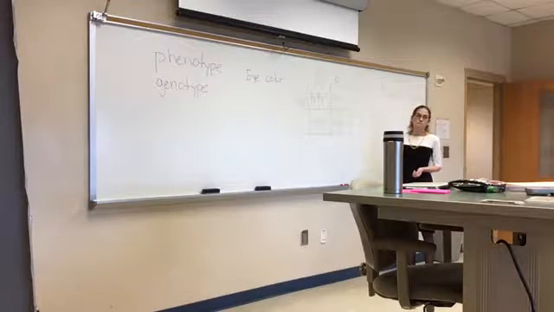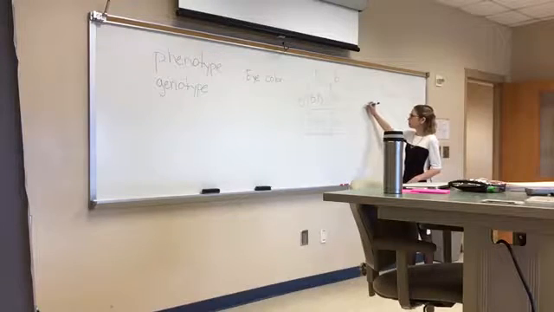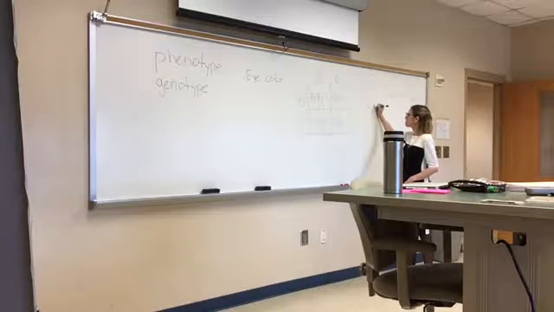How many different genotypes are there? 3. 3, right? What are they? There's 25% homozygous for brown eyes, and then there's 50% heterozygous for brown eyes, yeah, and then there's 25% homozygous for blue eyes.